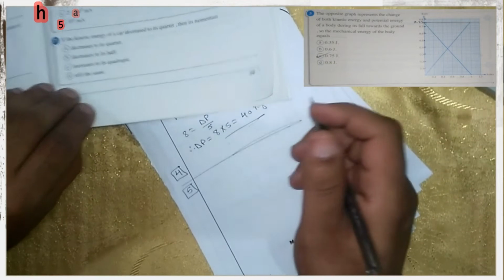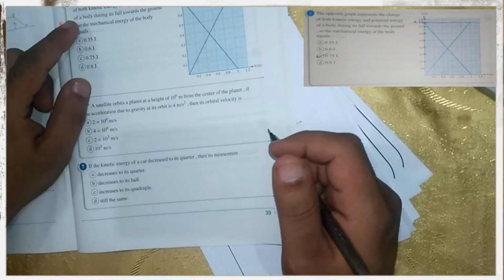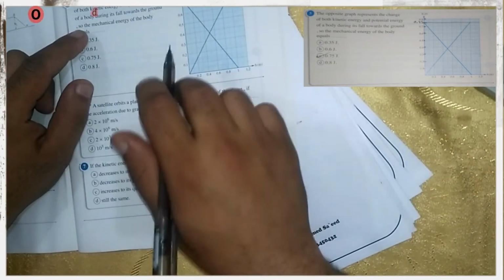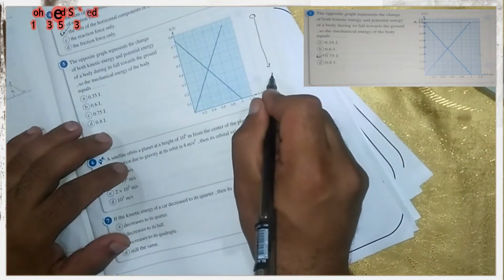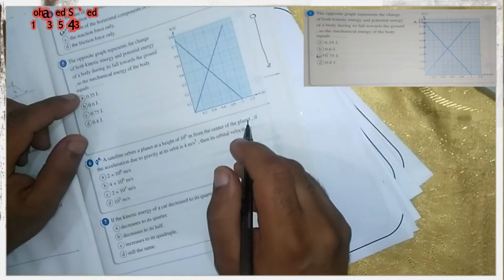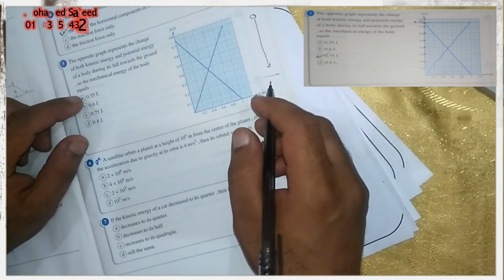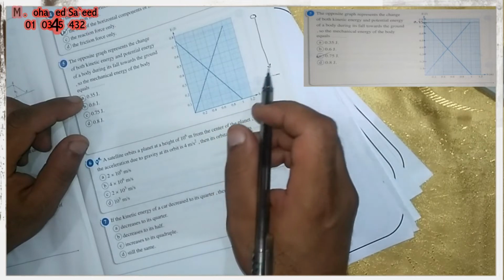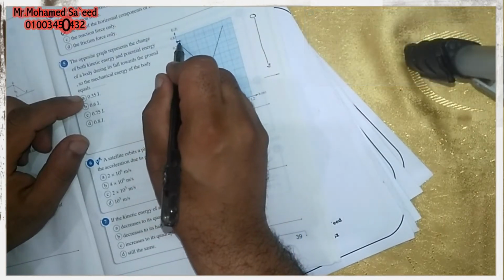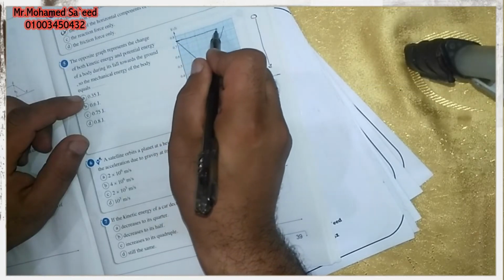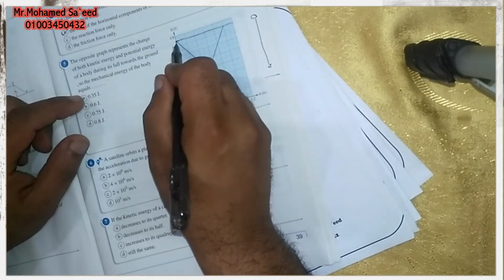Question number 5. The opposite graph represents the change in both kinetic energy and potential energy of a body during its fall towards the ground. We have a body that falls towards the ground. So the mechanical energy of the body equals the summation of potential plus kinetic, which equals the maximum value. Mechanical energy is constant at this line, and this line equals what?